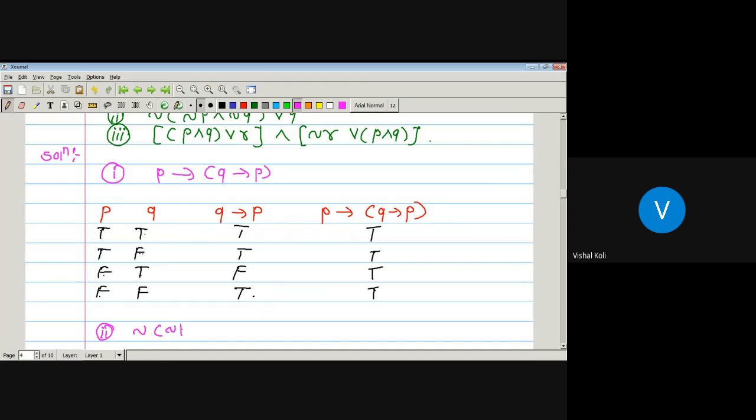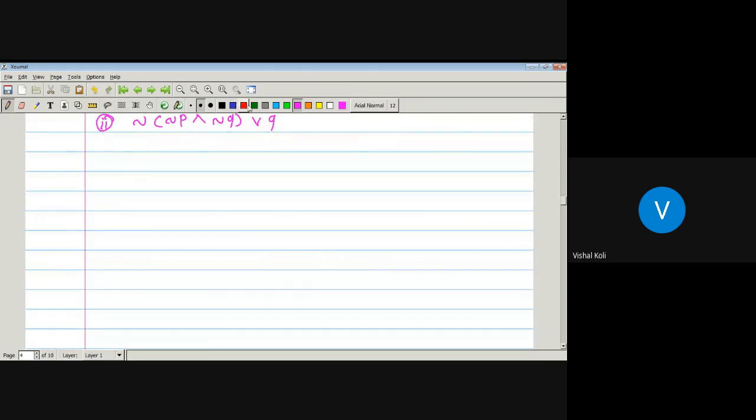Negation of P and negation of Q or Q. So here we require first P, Q, negation of P, negation of Q, negation of P and negation of Q, and finally we have to find out negation of P and negation of Q or Q. Then take the corresponding values T, T, T, F, F, T, F, F.